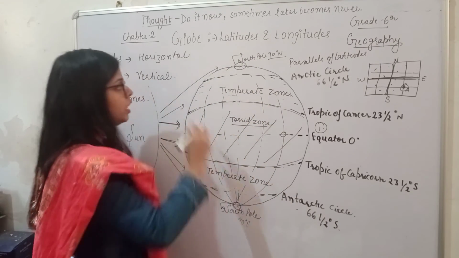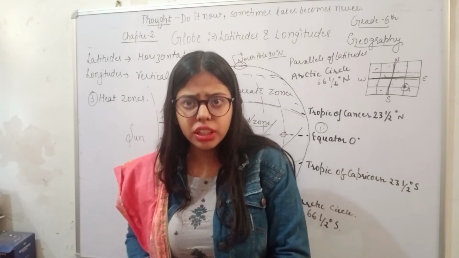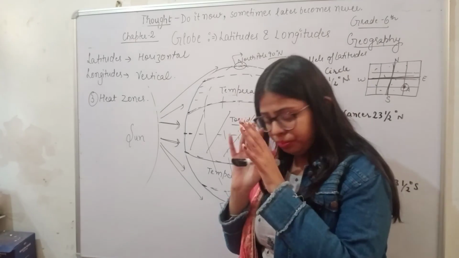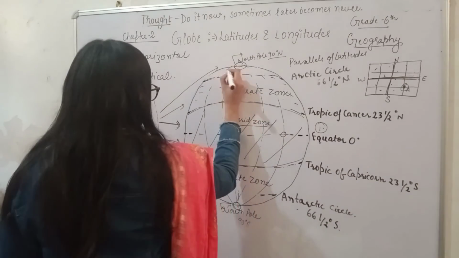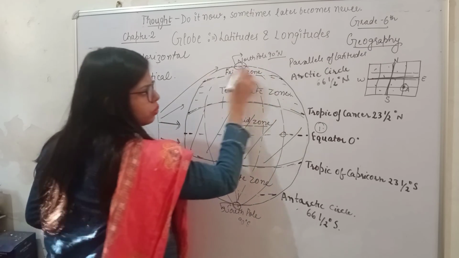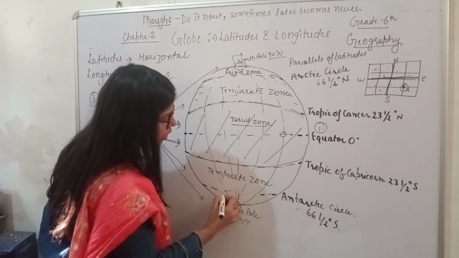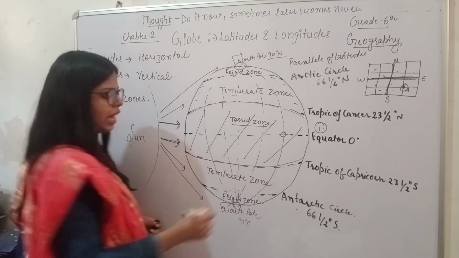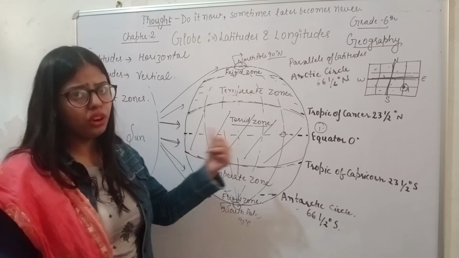And if we come to this area, from Arctic Circle to North Pole, from Antarctic Circle to South Pole, sun rays become even more slanting. The sun rays difficultly reach there. That's why we have frigid zone here, the zone where it is almost covered with snow. So this is known as frigid zone. Frigid zone between Arctic Circle and North Pole, between Antarctic Circle and South Pole in the southern hemisphere. So we have these 3 zones according to the heat received from the sun.